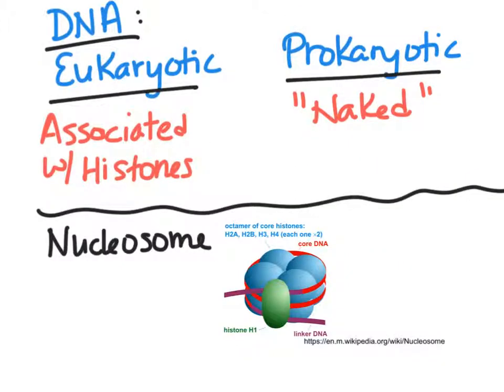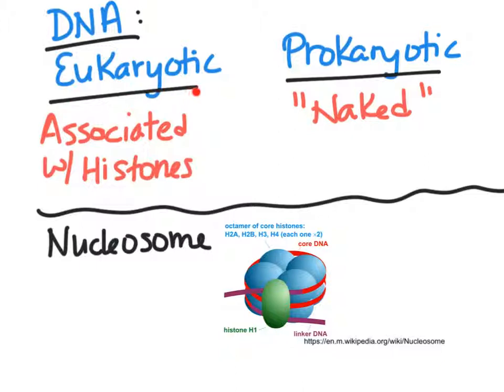One of the key differences between DNA of a eukaryotic cell and DNA of a prokaryotic cell is the association of eukaryotic cells with histone proteins. In prokaryotic cells, they're much simpler, and we refer to those as being naked DNA. And the reason we call it naked is because there's no relationship with the histone proteins. And prokaryotic DNA is simply DNA as we just described it.